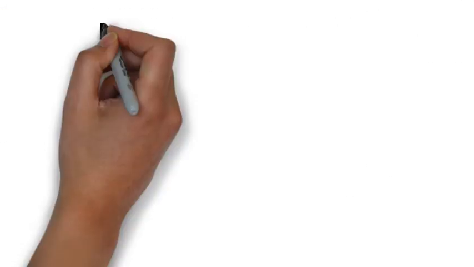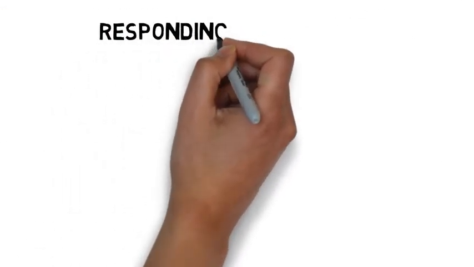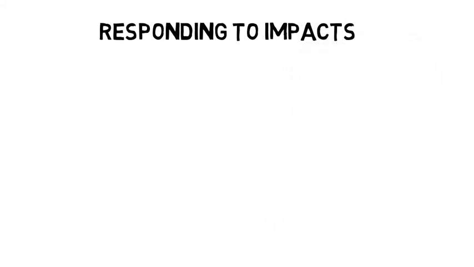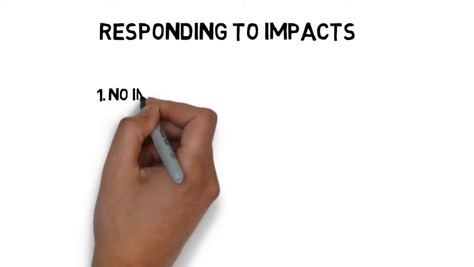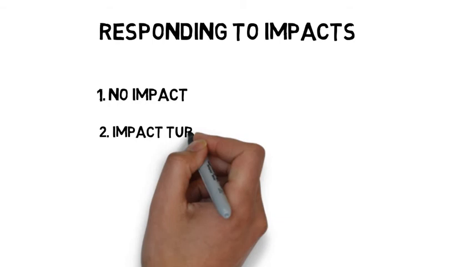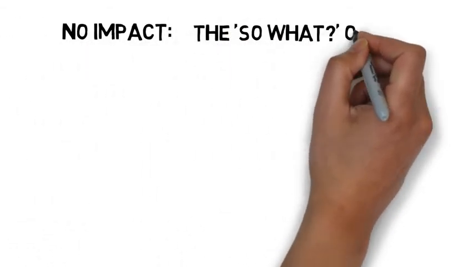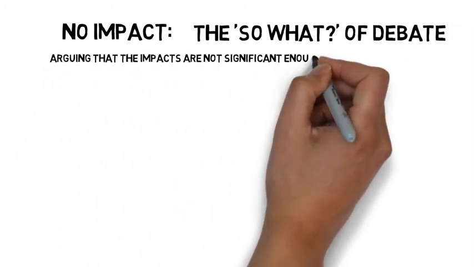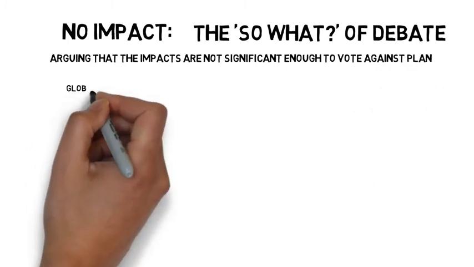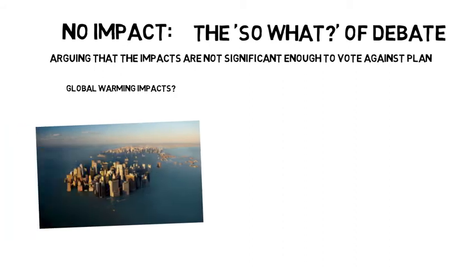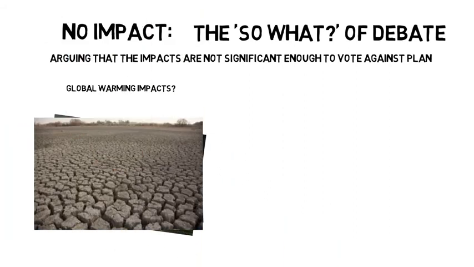A lot of debate about disadvantages happens at the link level, but debaters should be aware of impact level responses as well because they can be powerful. There are two fundamental impact level responses: no impact and impact turn. No impact is the "so what" of argumentation. Basically, the argument is that even if the impact of the disadvantage occurs, it is not significant enough to vote against the advocacy. For a global warming argument, there are many significant impacts that a team can choose: rising sea levels, extreme weather, drought, famine, resource wars, etc.